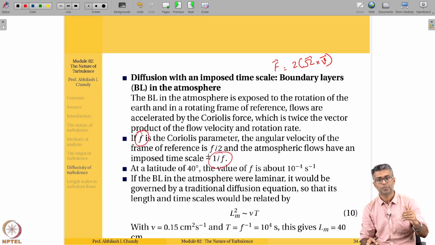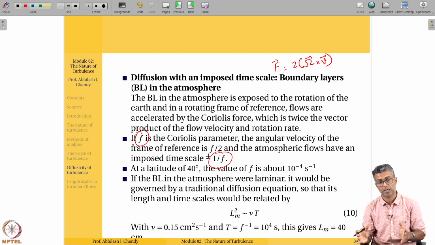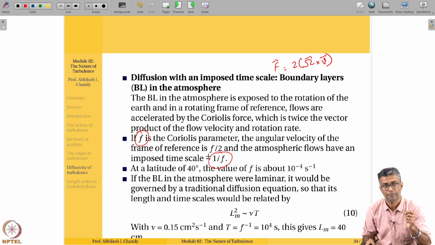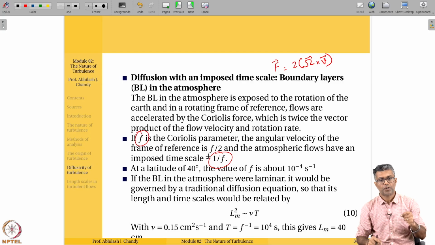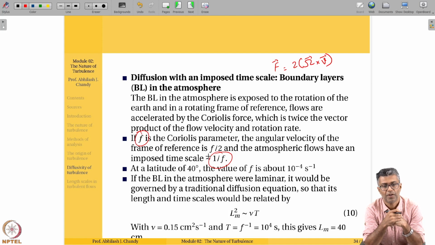Now this Coriolis force is a function of the Earth's rotation rate, and it is also a function of the latitude. At different latitudes, you will have a parameter that is varying. This parameter, the Coriolis parameter, just for your information, is a very important parameter in geophysical fluid dynamics, and it basically quantifies the Coriolis force. Now the time scale is 1 over f. So at a latitude of 40 degrees, the value of f is about 10 to the negative 4 per second. That's the Coriolis parameter value. At different latitudes, you will have different values.